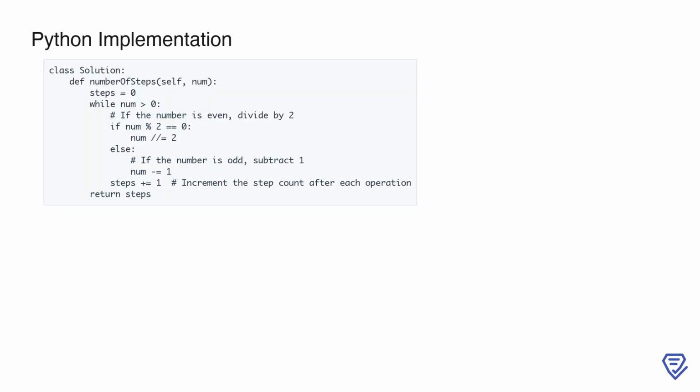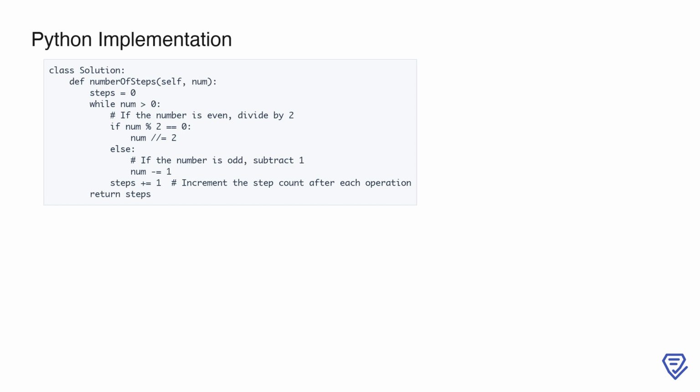This Python implementation solves the problem of determining the number of steps needed to reduce a number to 0. Here's the detailed explanation. 1. Class definition and method name. The Solution class contains the method numberOfSteps, which accepts a single input num, representing the starting integer. 2. Initialization of step counter. We initialize a variable steps to 0. This will track the total number of operations performed.